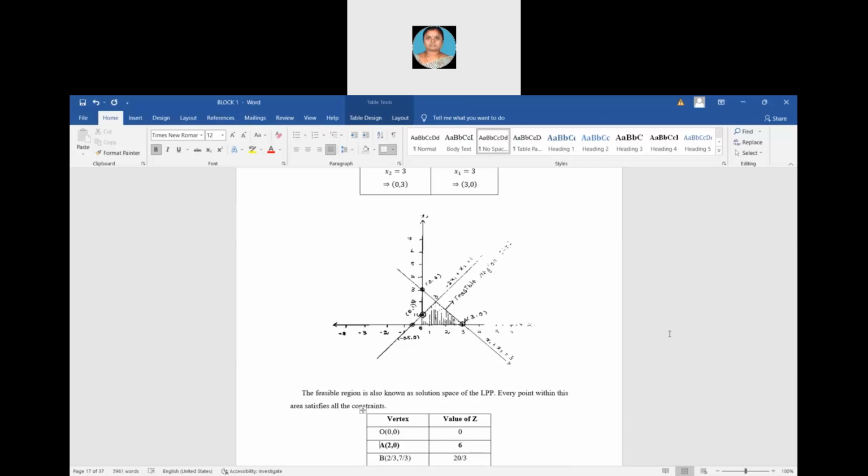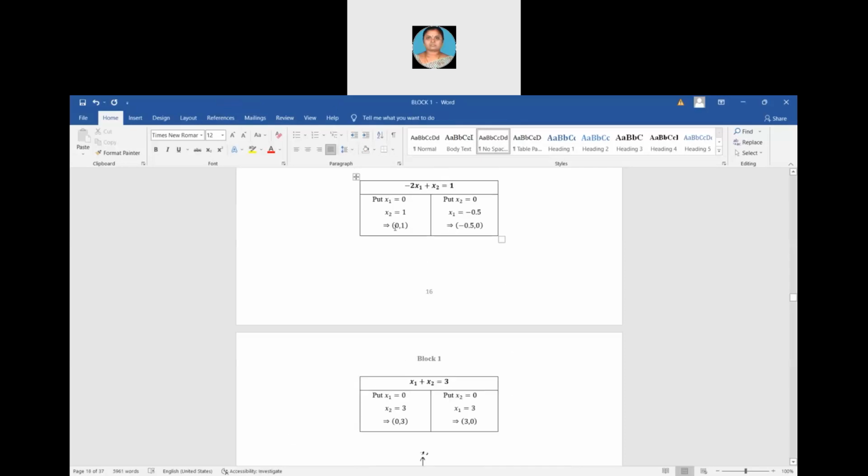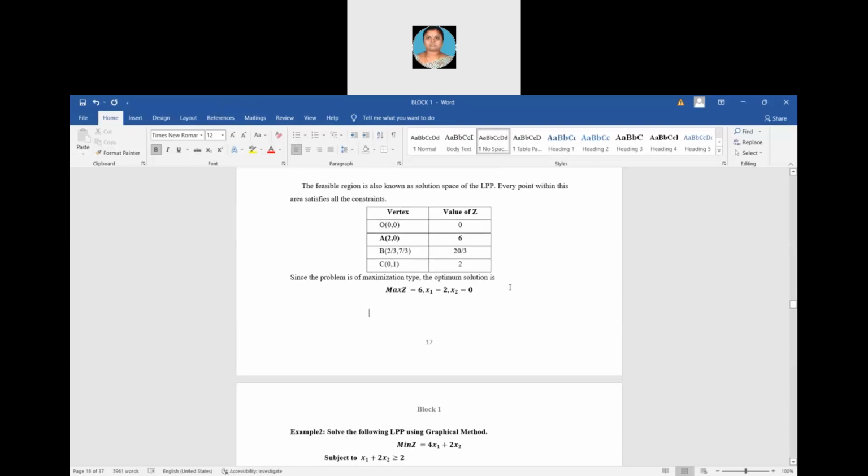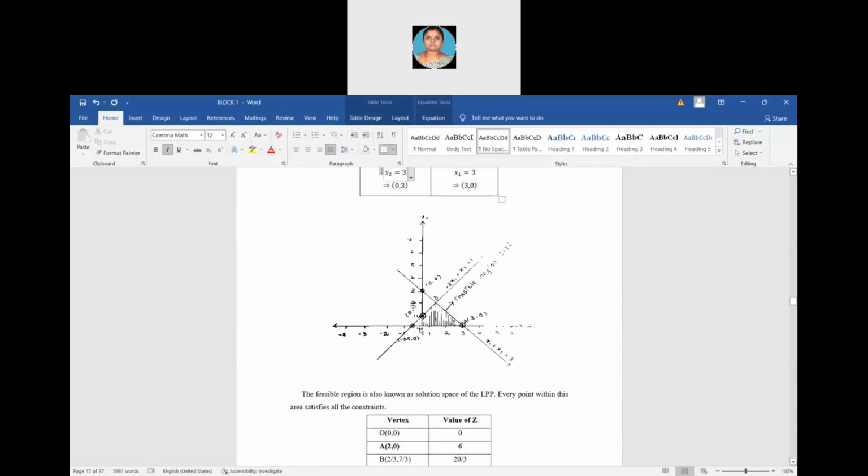So the first coordinate is 0, 1. Another coordinate is minus 0.5 comma 0. So where will you get 0 comma 1? Here, if your x1 is 0, this line is x1 equal to 0 only. So x1 equal to 0 is here, and in the place of x2 you will have 1. So this is your 1 here. This coordinate you can mark as 0 comma 1. You can identify it where I am placing the cursor.